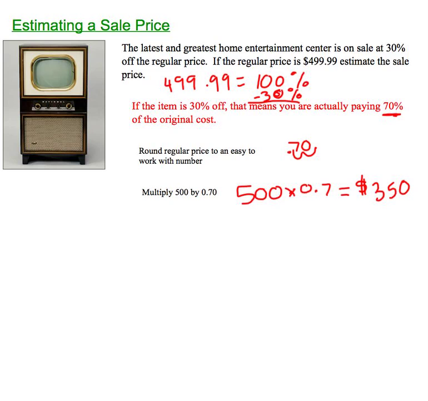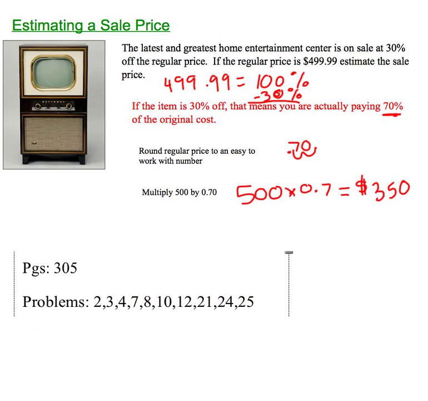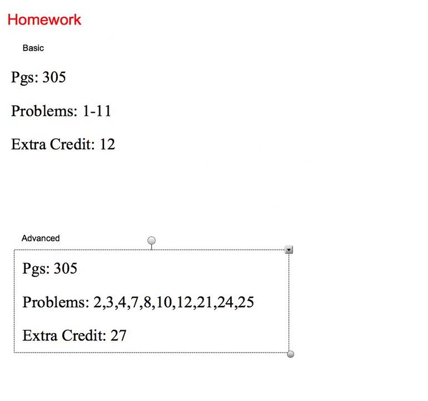So the key to all of this, if it's telling you what is your percent off, figure out what percent are you actually paying. In this case, it's 30% off. So we take 30% away from 100. We're actually only paying 70%. Multiply what it costs times 70% as a decimal. Then that'll tell you what you are actually paying. Piece of cake. Here is your homework.